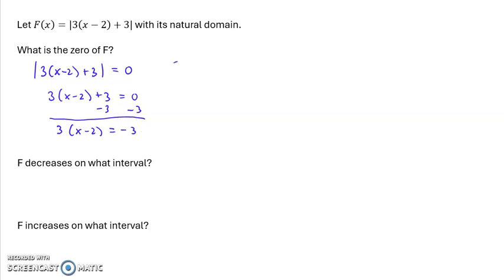And then we can take this and we can actually go ahead and divide both sides by 3. So this will give us x minus 2 equals a negative 1. And if we add 2 to both sides, we're going to get an x value of positive 1. So the 0 for our function is at 1.